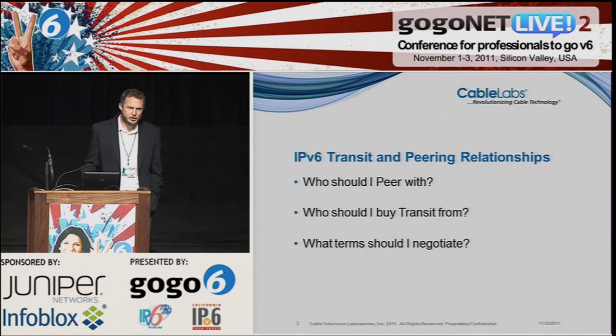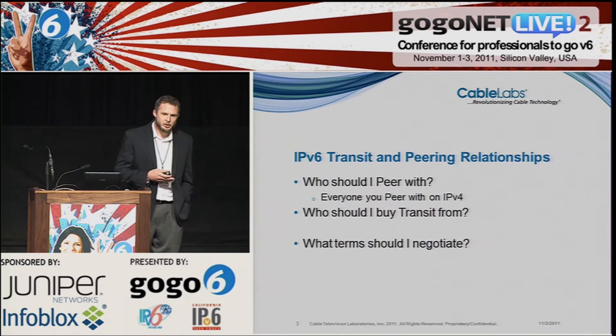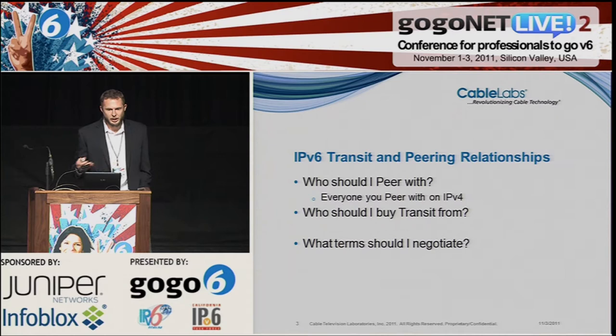So starting with the relationships, there are several questions you're probably going to ask. Who should you peer with? Who should you buy transit from? And then what should the agreements look like with those peers and with those transit providers? The easy approach is to just peer with the people you already peer with on IPv4. We've already established these peering relationships. You've already set up your network. You've already done all of the traffic monitoring and things like that to negotiate the deals.